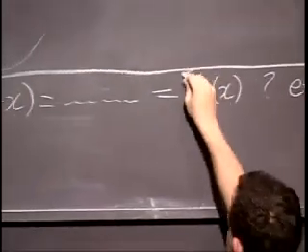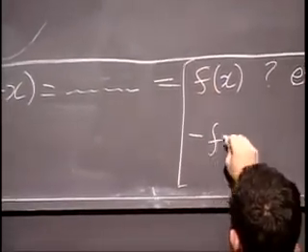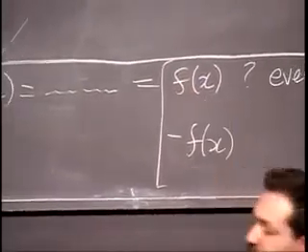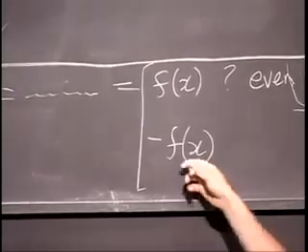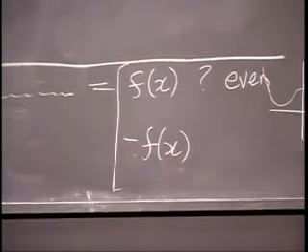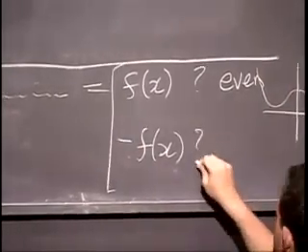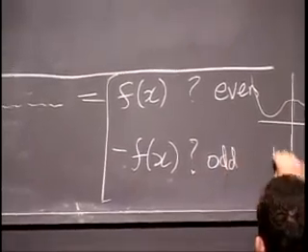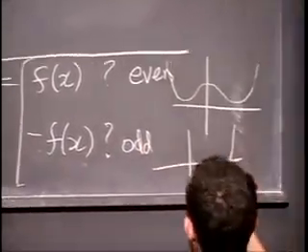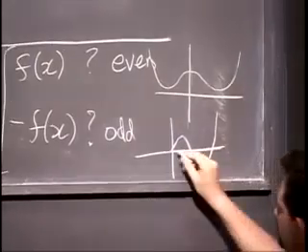But maybe, instead of getting f of x, you get your original f of x, but with just one minus sign out the front. And if that happens, then it's odd. And then, again, if you've sketched it to the right, you can fill in the rest.